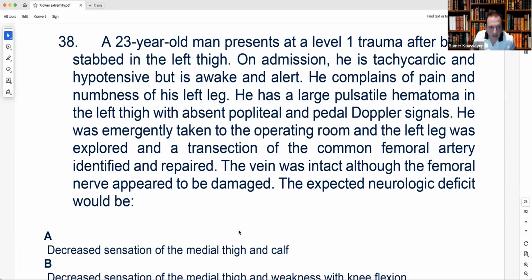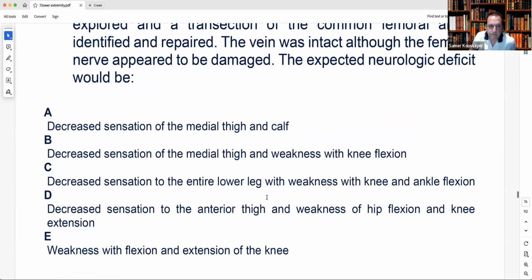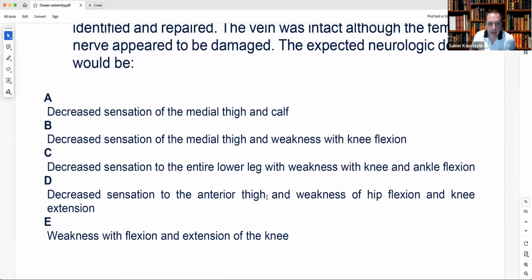Okay, they talk about the femoral nerve. So I don't know if you remember the anatomy. Femoral nerve. When you do fem-pop, what do most people complain about?